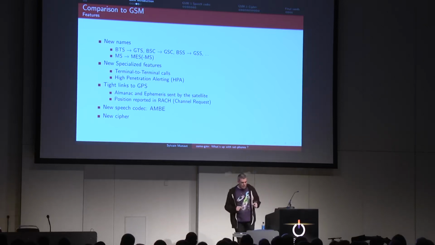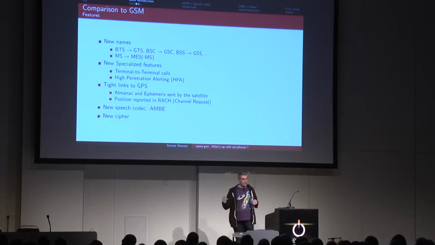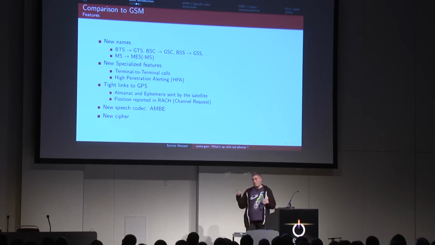There's also a very tight integration with GPS. For example, all the almanac and ephemeris data are actually broadcast by the Thuraya satellite so that your phone can get a lock faster. And when you place a phone call, the very first thing that your phone will do is send your exact GPS coordinates in clear to the operator.